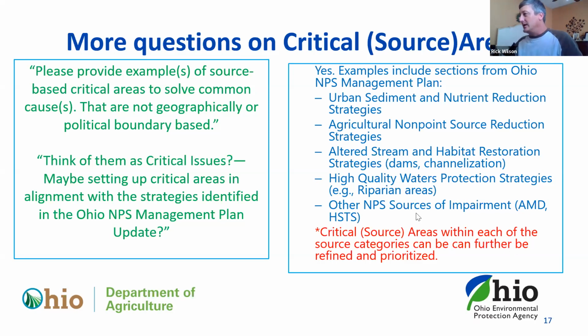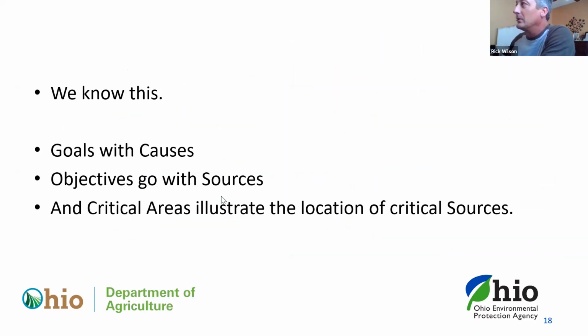Critical source areas within each of these categories can be further refined and prioritized. Now, did I give you any examples of this? No. I've got a lot of slides, and we've got a lot to get through. But as these come up and you start looking at 9-element plans, these are all shown in every 9-element plan that's ever been approved. I would start with some of the more recently approved ones, because I think we've been improving the process on selecting those as we've been going. And with questions, always call us. We'll help you through.